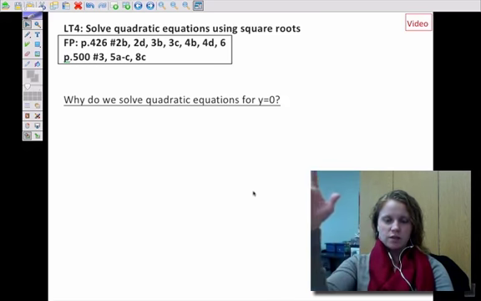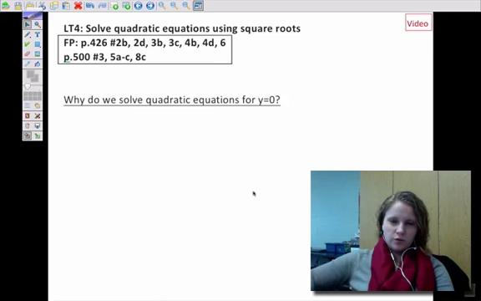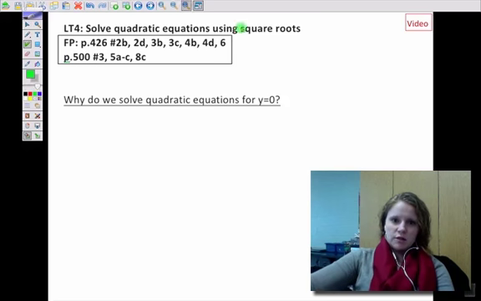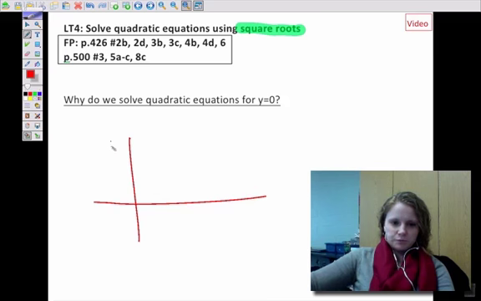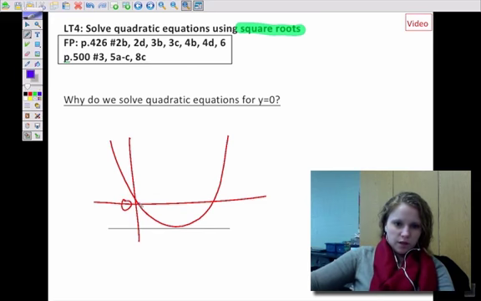So we're going to get into solving quadratic equations. The first thing we're going to do today is solving using just square roots. So a question that we might want to answer is, why do we solve equations for y equals 0? Well, we've already talked about what a parabola looks like. So when y is 0, this would be where we're solving. We're solving for these 2 points. And in our last video and in class we've talked about how those are called the roots.